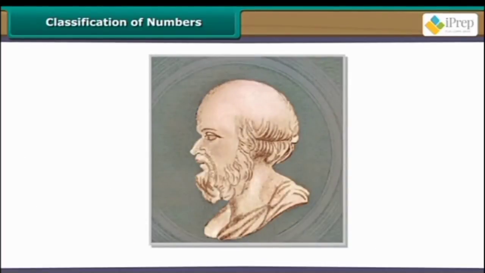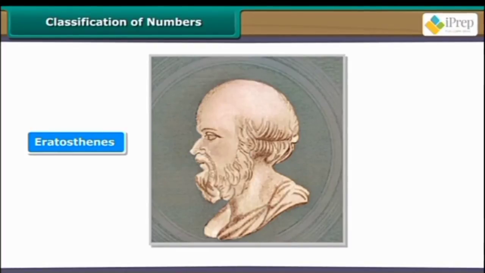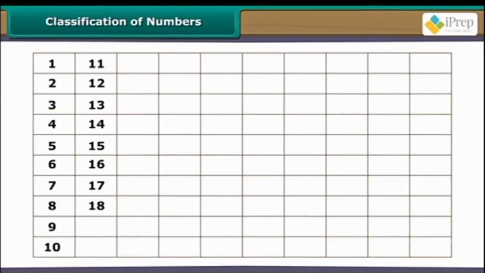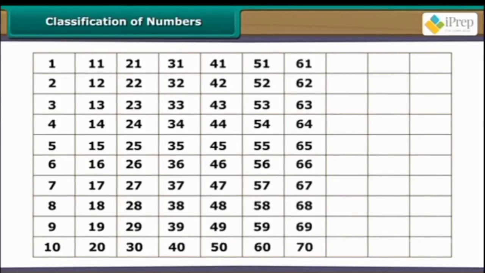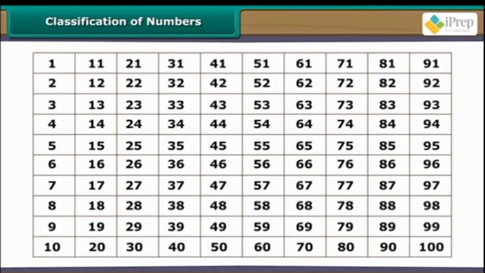A Greek mathematician called Eratosthenes devised an easy method to locate the prime numbers between 1 and 100. Let us take a look at this method. We draw a table of 10 columns. In the first column, we list the numbers from 1 to 10. In the second column, the numbers from 11 to 20 and so on. Thus, in the last column, we list the numbers from 91 to 100. We cross out numbers that are not prime and circle those that are prime.